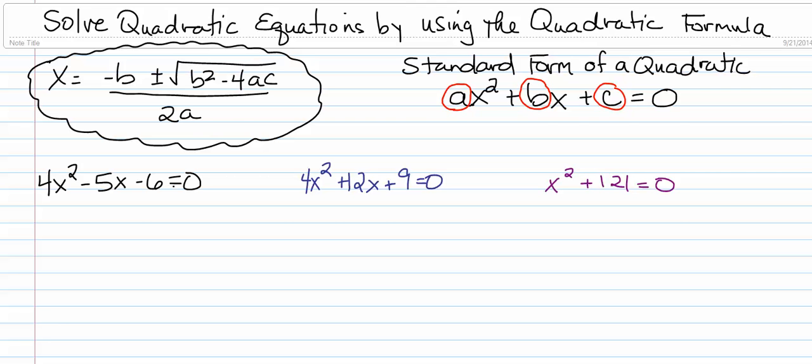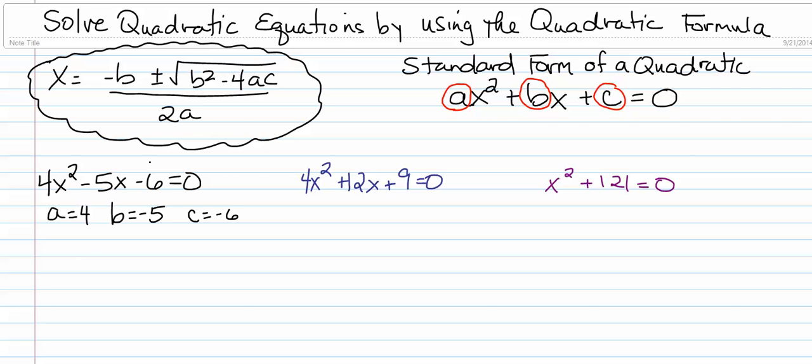So the first thing you have to do is determine what the a, the b, and the c are for your problem. Because there's a 4 in front of the x squared, the a value for this problem is 4. Because there's a negative 5 in front of the x, that means that the b value for this problem is negative 5. And in the constant position, the number that doesn't have a letter, we have a negative 6.